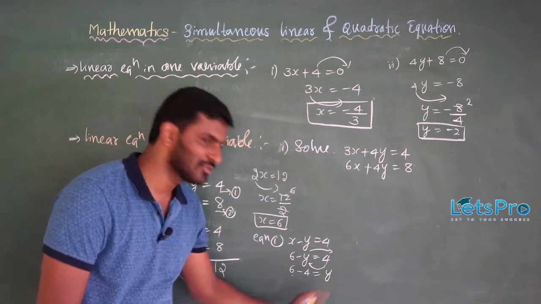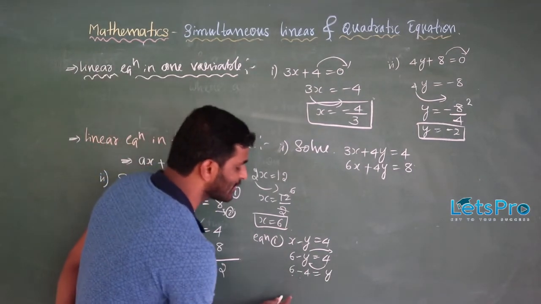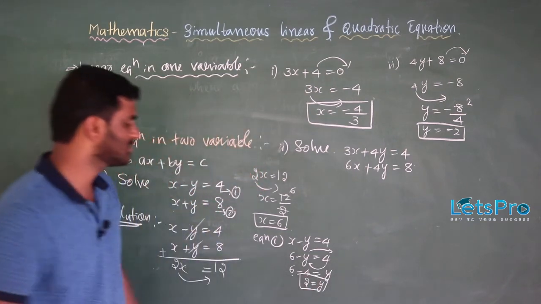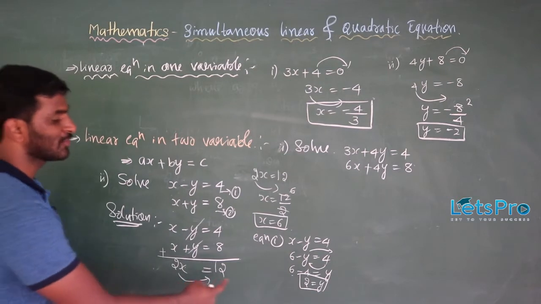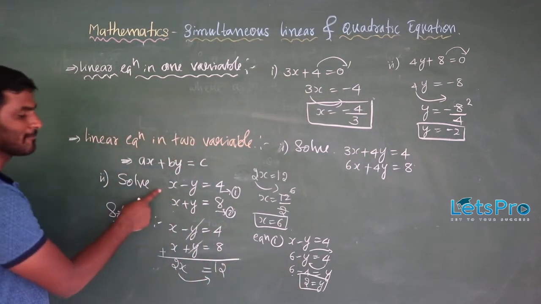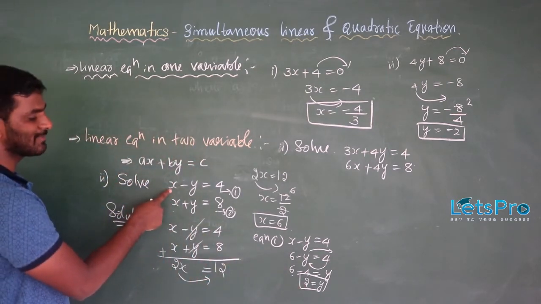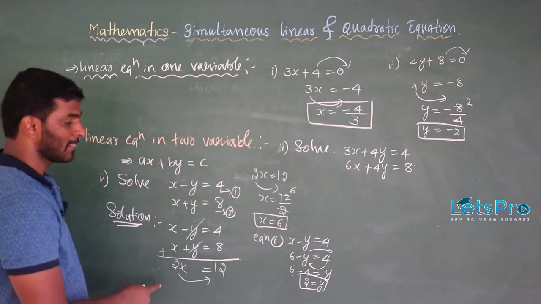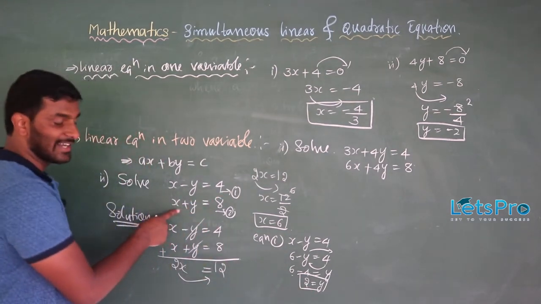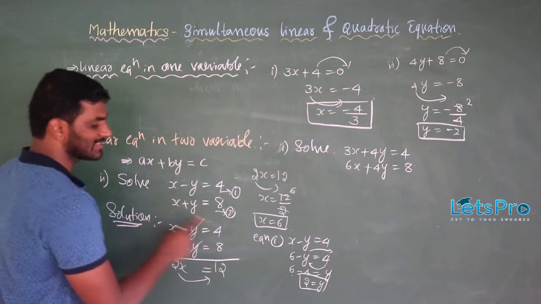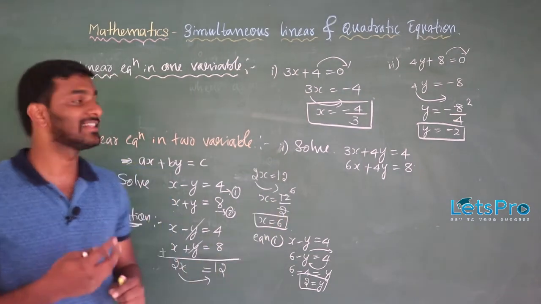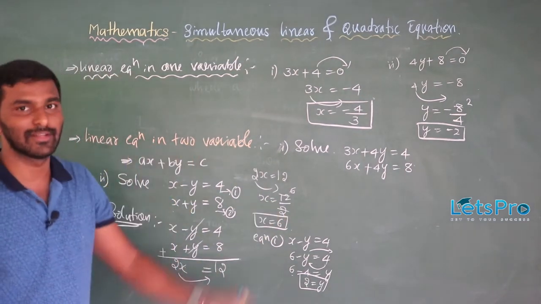So 6 minus 4 is equal to y. 6 minus 4 is nothing but 2, so 2 is equal to y. Hence the value of y is 2. If you substitute the x value and y value here, x value is 6, y value is 2, 6 minus 2, exactly we are getting 4. And in the second equation, x value is 6, 6 plus 2 is 8. Yes, this is what a simultaneous linear equation in two variables is.